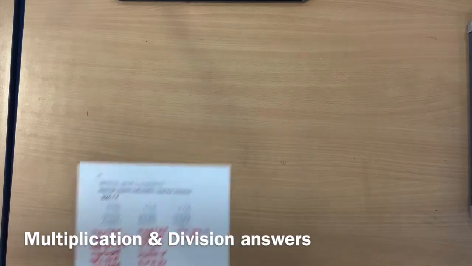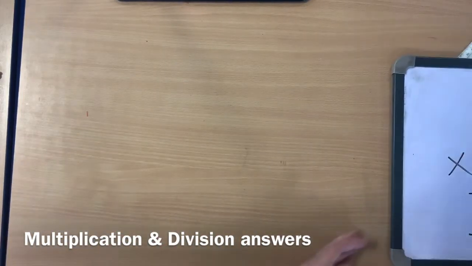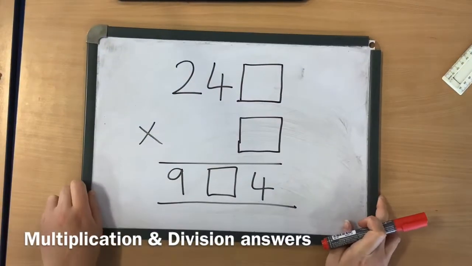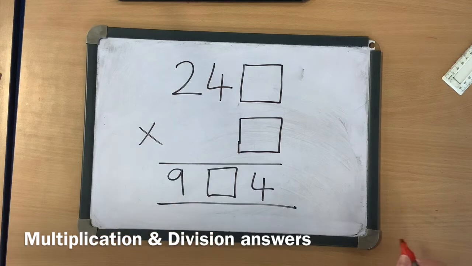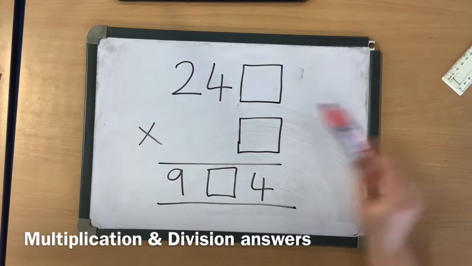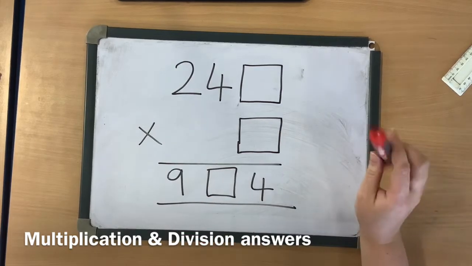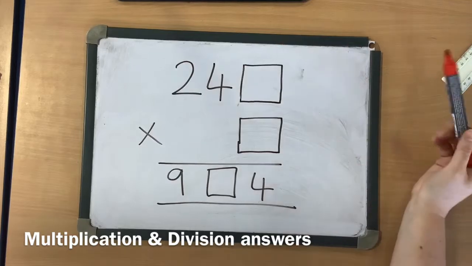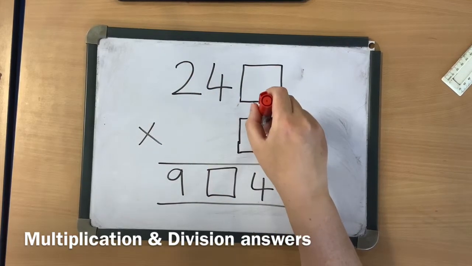Question 7, you had to find the missing digits, so I'm going to go through this together so you can check your answers with me. This one was a little bit trickier and there are actually 2 different solutions that you could have had. Looking at this, I've noticed first of all that it's a multiplication, and I started by looking at the hundreds, because I noticed that I've got 200 times something gives me an answer of 900.